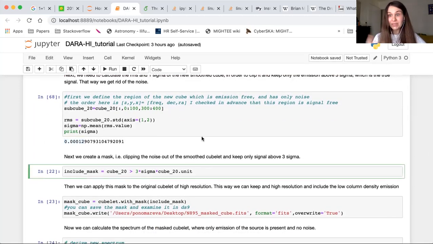Then we can create what we call a mask. And the mask is exactly this. We take this cube and we say that the mask is the cube values, everything which is bigger than 3 sigma.